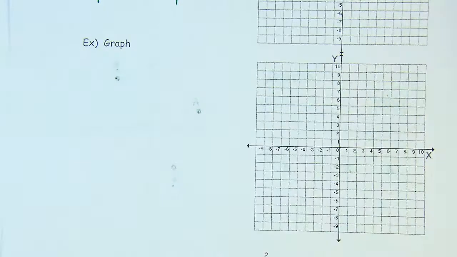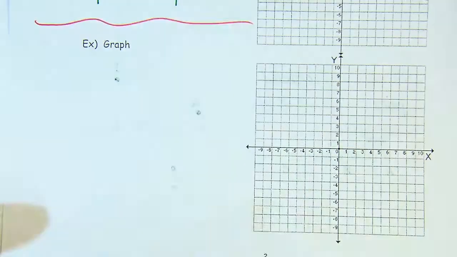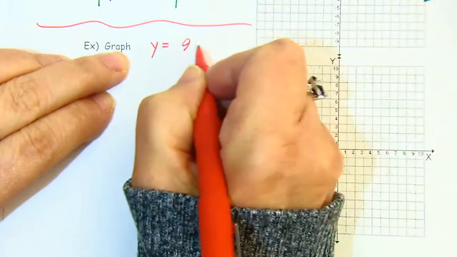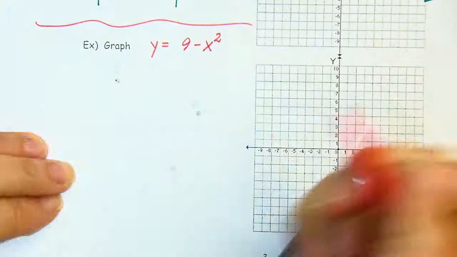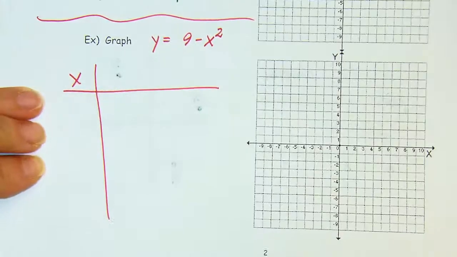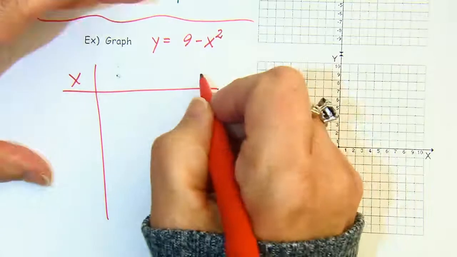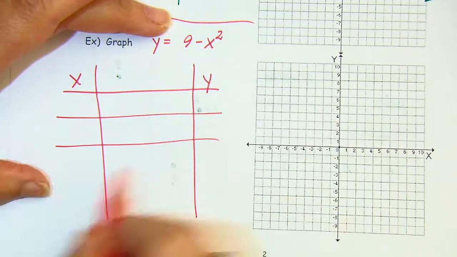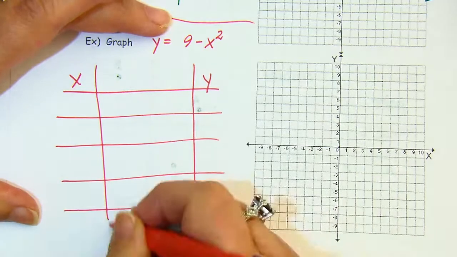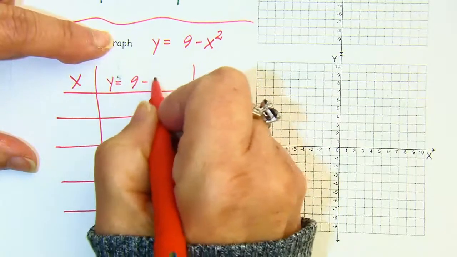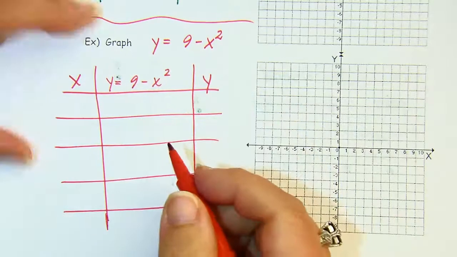All right, I'll do this one in a different color. I guess I'll pick red. All right, we're going to graph y is equal to 9 subtract x squared. Okay, so I've got x. I'm making a table. Now for parabolas, I really want you to have 5 points. Okay? So 1, 2, 3, 4, 5. Y equals 9 subtract x squared is my function.